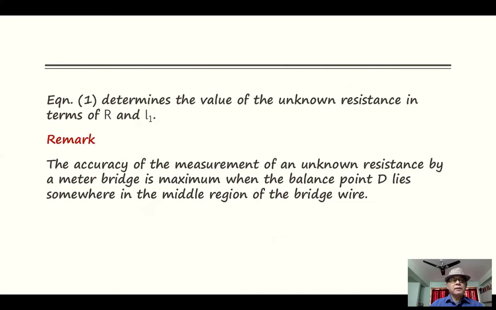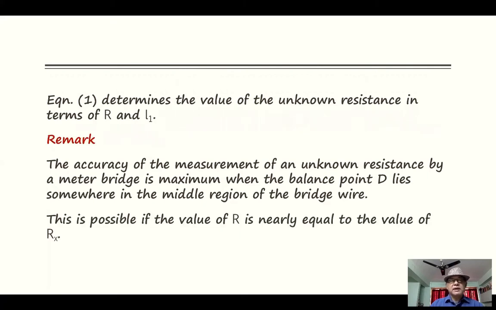Remark: the accuracy of the measurement of an unknown resistance by a meter bridge is maximum when the balance point D lies somewhere in the middle region of the bridge wire. This is possible if the value of R is nearly equal to the value of Rx.